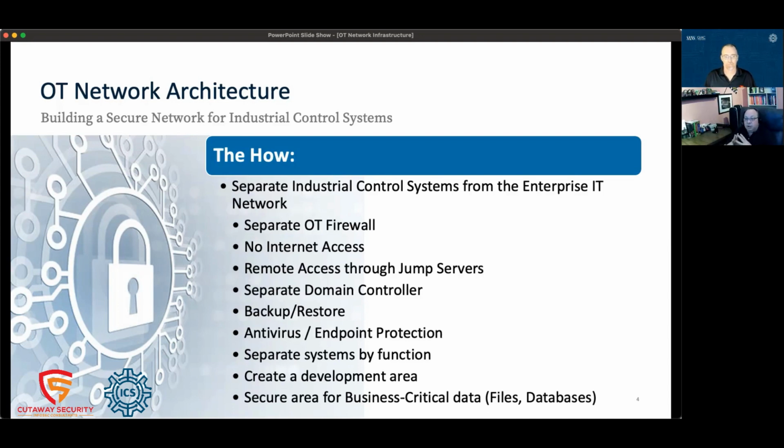And then secure your area for your business critical data. This is different for every organization, but I talk in terms of the databases and the file servers being probably the two most prominent areas of that. We just want to make sure that, number one, they're in a good place. We know they're backed up. We're not spread out all over, and we've got them locked down as much as we can for the applications.